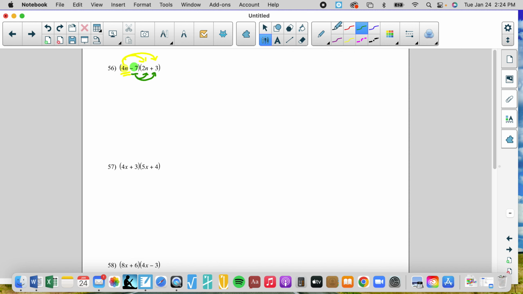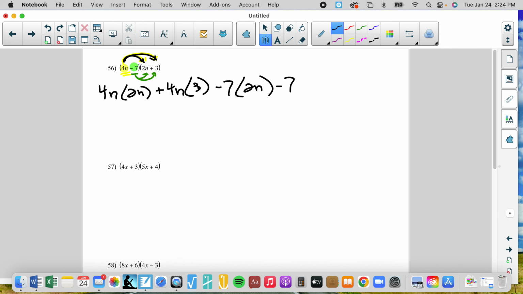So what does that look like? That looks like 4n times 2n plus 4n times 3. That's the first distribution, 4n times 2n, 4n times 3. And then we're going to distribute the negative 7 to both of those terms again. Negative 7 times 2n and negative 7 times 3. And then we just multiply.